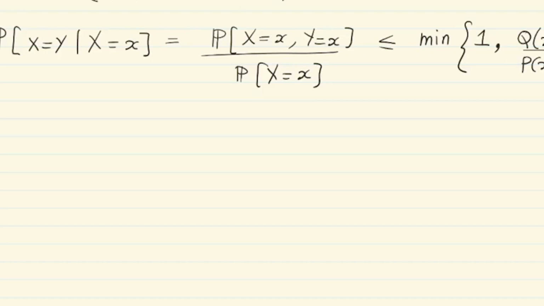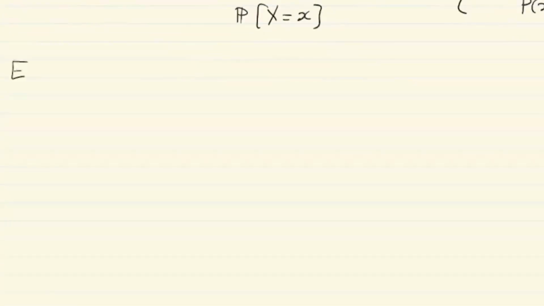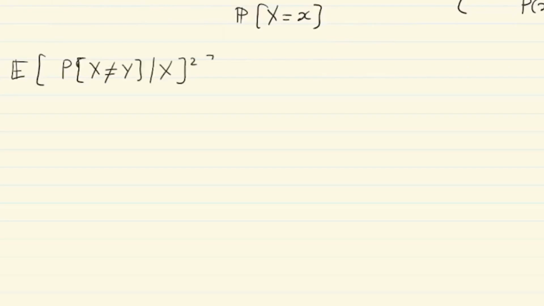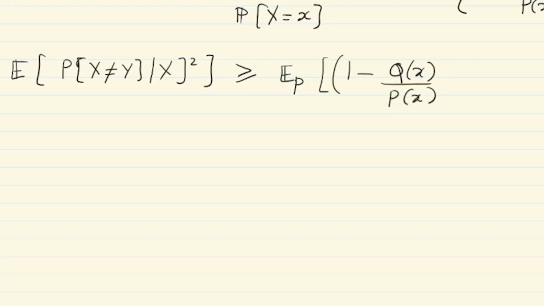Okay, so therefore the expected value of (P(X ≠ Y | X))², which is one part of the lemma's left hand side, is lower bounded by the expected value of (1 − q(X)/p(X))₊², just by algebra, and this we know is equal to D₂(Q‖P)², or D₂(Q‖P) squared.